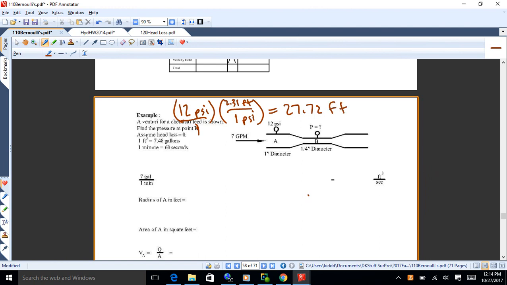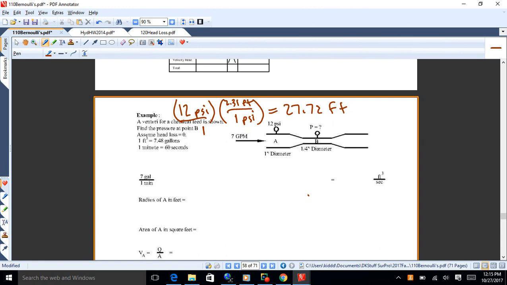Okay. All right, now what we're going to do is we're going to take, this is a chemical feed pump. It's called a Venturi. It's a device where the pipe necks down to a smaller diameter. And let's see what the effects of doing that are on the pressure. So we're going to take it down from a 1-inch diameter to a 1/4-inch diameter. And what we want to do is to analyze this, we want to find the pressure at B.